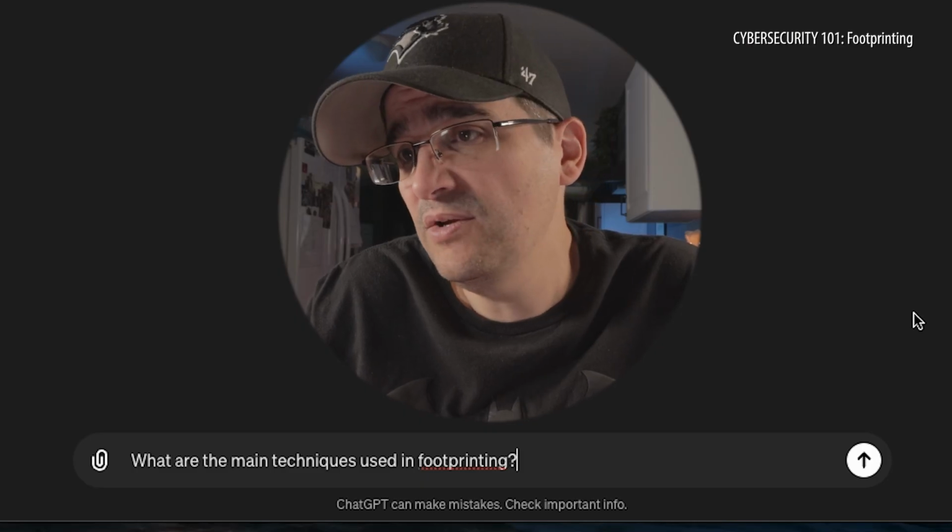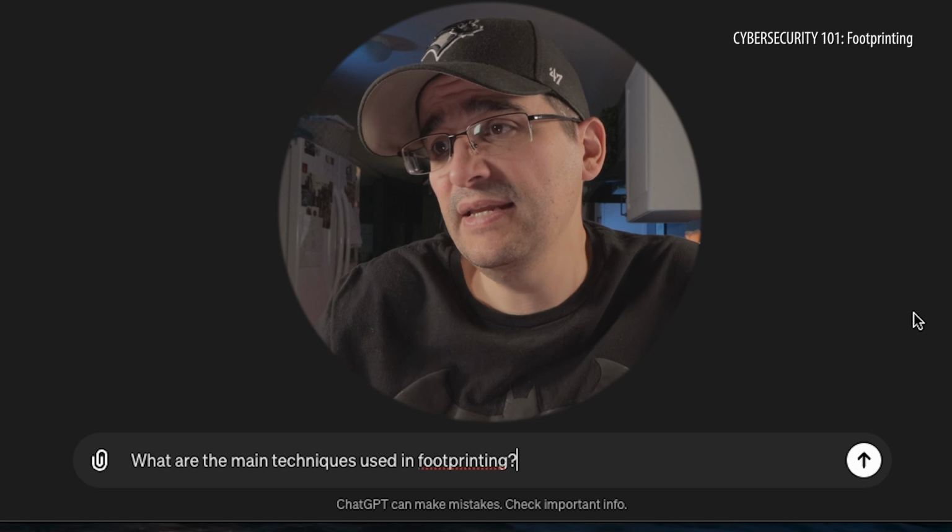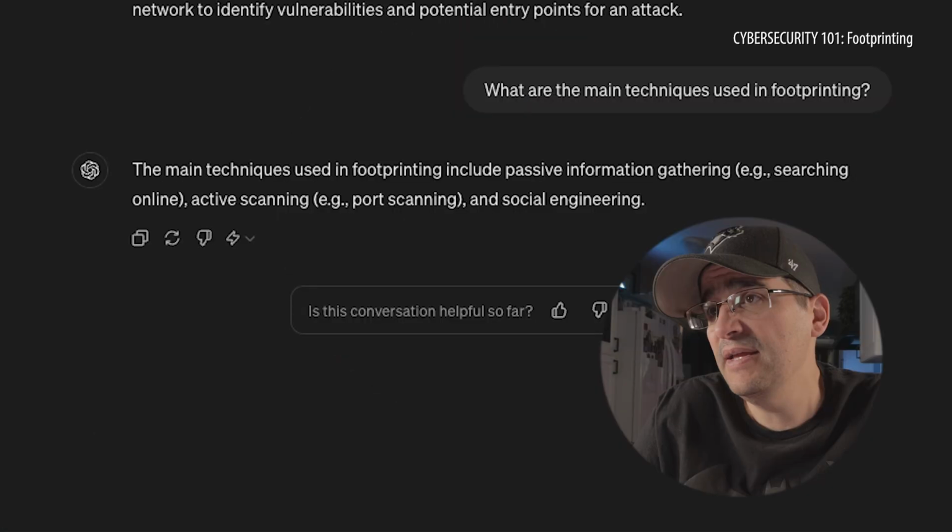Loaded into ChatGPT, we have, what are the main techniques used in footprinting? The main techniques used in footprinting include passive information gathering, which is basically searching online, active scanning, which is port scanning, and social engineering. Okay, so those are the main techniques that are used when it comes to footprinting.